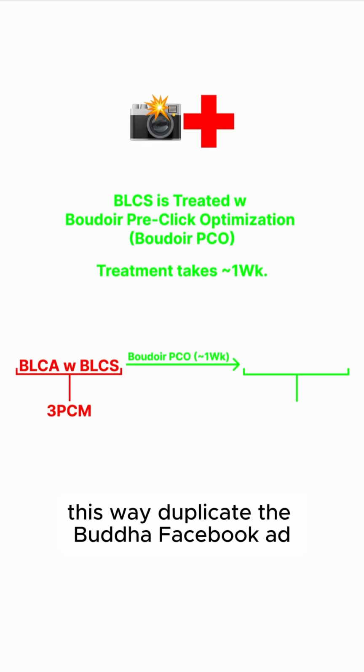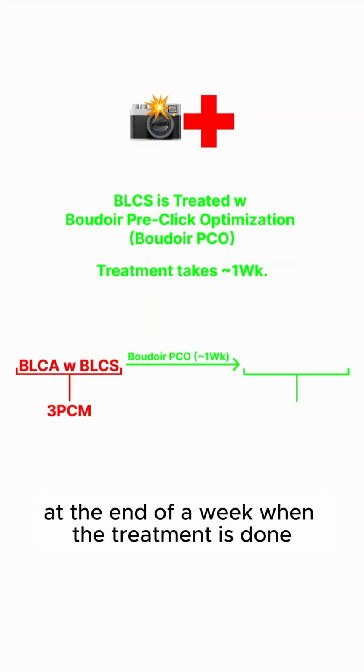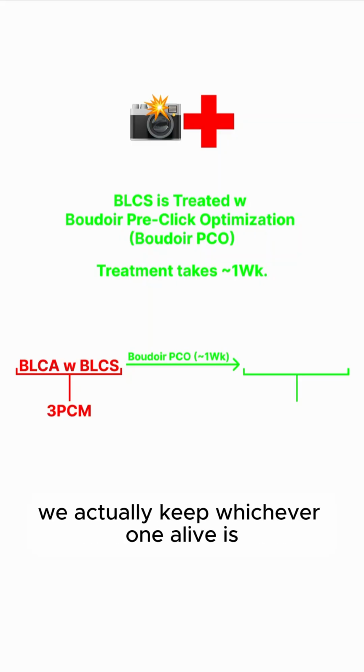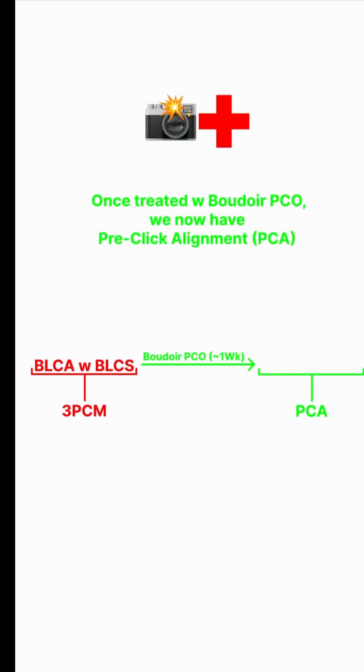This way we duplicate the Boudoir Facebook ad and leave the original ad as it is. We treat the duplicated one and run it in parallel. And at the end of a week, when the treatment is done, we keep whichever one is producing the best results or has the best metrics.